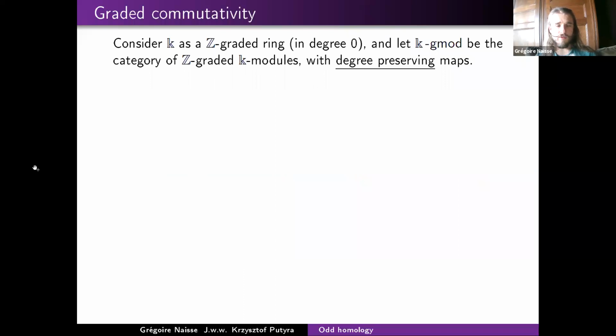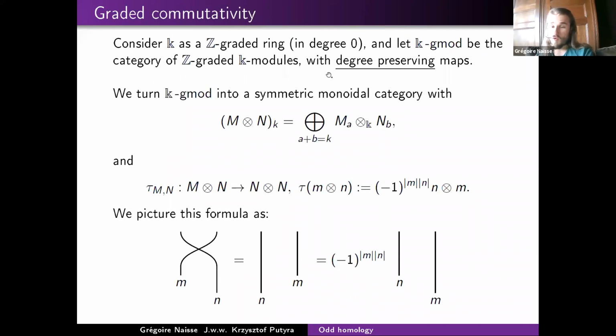So let me explain to you a bit how it works. We consider our ground ring now as a Z-graded ring in degree 0, and I consider the category of graded modules with degree preserving maps. So it is the usual abelian one. And this category is a symmetric monoidal category when you equip it with the usual tensor product, where you just add the degrees of the elements. The symmetry now is given by this graded commutativity.